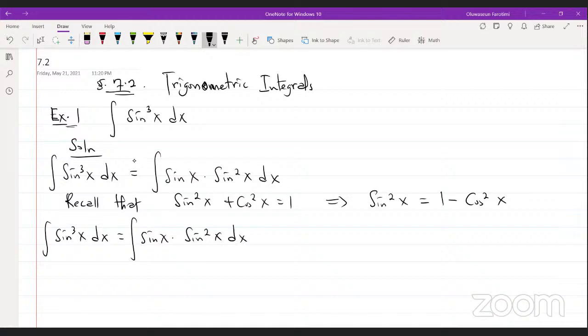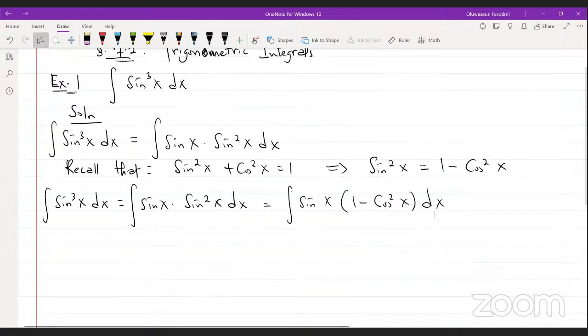Just think about it: you have a cubed, a times a squared, it just gives you a cubed. That's just the basic law of indices. Now I want to plug in for sine squared x. So this is going to be sine x, and then in parentheses, 1 minus cosine squared x, dx. Now I can think about what's the next thing I need to worry about.